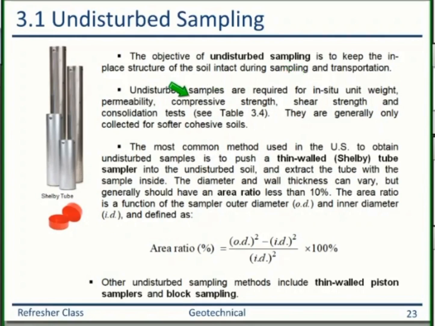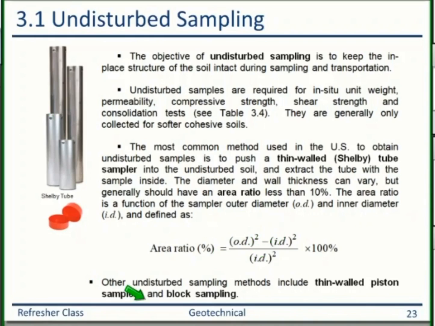Okay, and for fine grained soil such as your clay, the undisturbed sample is obtained by using the thin wall Shelby tube as given here. The picture of the thin wall tube is given here, and that tube has to meet a requirement, which is the area ratio requirement. This area ratio should be less than 10%, which is given as outer diameter square minus inner diameter square of that tube, divided by inner diameter square of the tube.